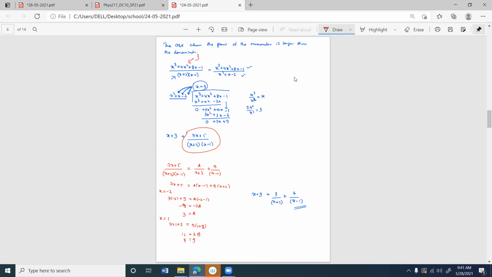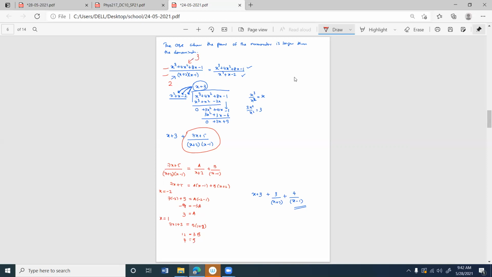Here the maximum power is how much? Look at this denominator. The maximum power is 2. So in this case, the power of the numerator is bigger than the power of the denominator: the denominator is 2 and the numerator is 3. In that sense, you can't do the partial fraction straightforward. The first step in such a situation is you need to divide this numerator by this denominator.